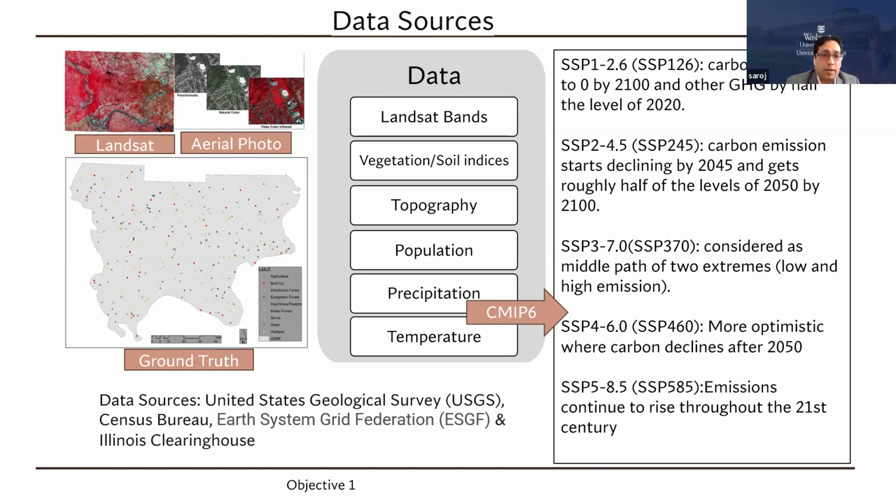The map on the right side is the area where I and some of my former lab members went to the forest area, agriculture, wetlands, and so forth to gather ground truth points for classification of my land use land cover. These data sources were from USGS. The climate data was from ESGF, and other supplementary data like topography and road networks were collected from the Illinois Clearinghouse.